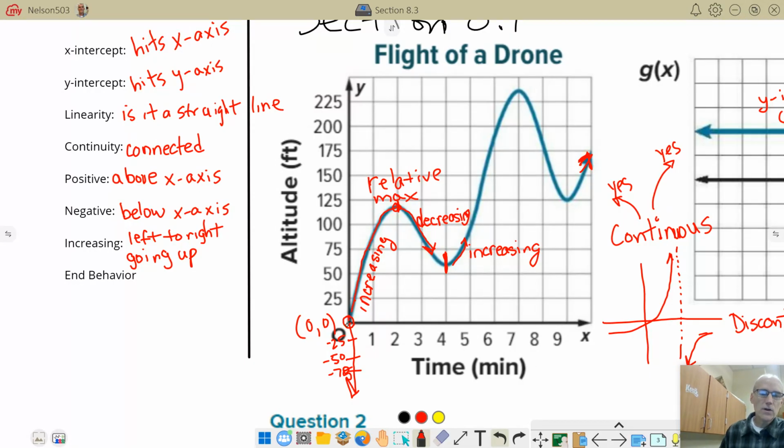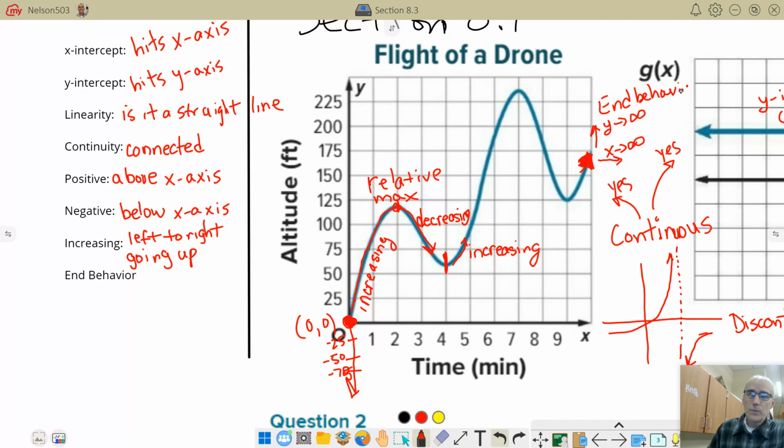This doesn't look like it's going to have end behavior. It looks like it stops right there. So end behavior is all about these arrows at the end of your graph. And you can see that as this one goes to the right, as x goes to positive infinity, the y value looks like it's going up. So we'd say y is going to positive infinity. That's end behavior.